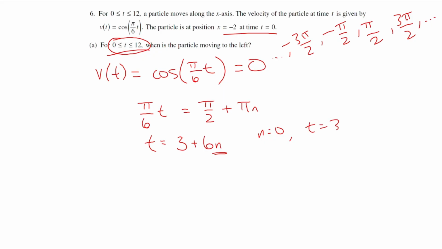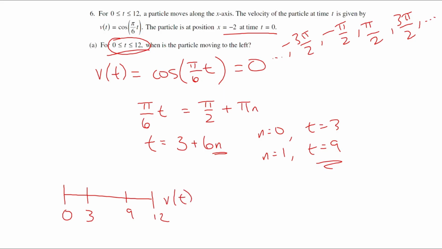If n is negative, that's not going to work because we'll have negative values. When n is 1, we get 3 plus 6, which is 9. But when n is 2, we're going to be outside of the interval from 0 to 12. So we have two possibilities here. T equals 3 and t equals 9 are places when it changes from left to right potentially. So now we'll just make a little sign chart here for the velocity using 0, 3, 9, and 12. And we'll plug in some values and see when it's positive and when it is negative.